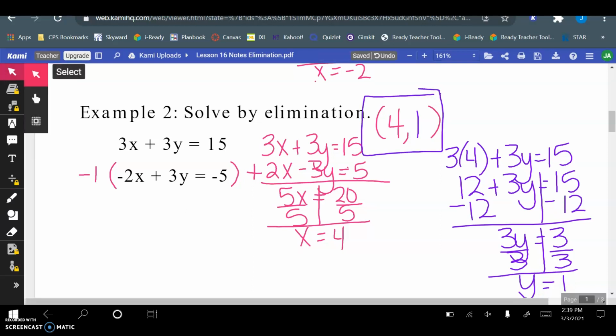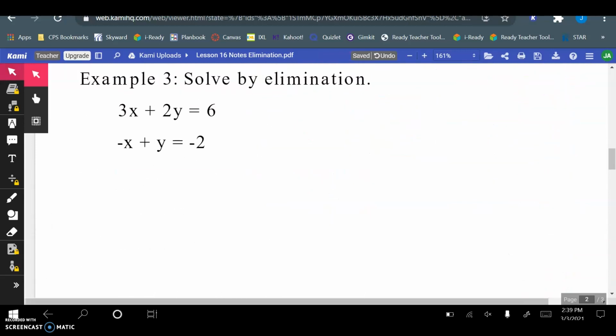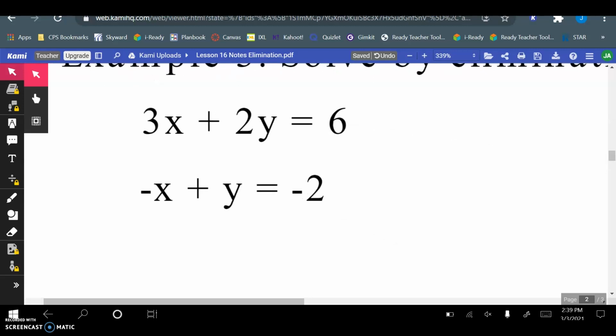Example 3, looking here, they're lined up, the x's and the y's and the constants, except for now I don't have the same coefficients. I have a 3x and I have a negative 1x, I have a 2y and I have a positive y. So what I notice is that the x's, one's positive, one's negative already. So that's good. We want that.